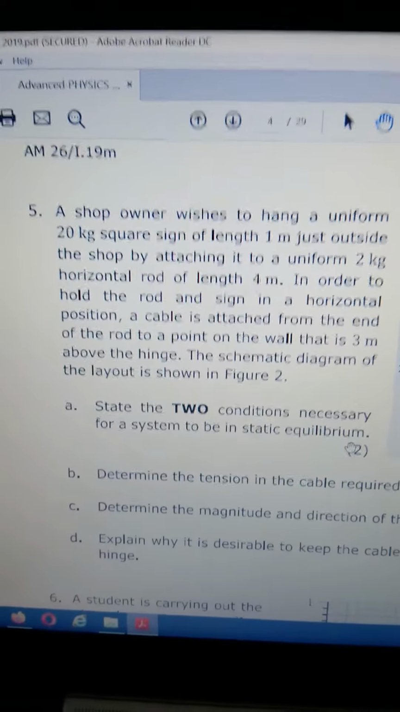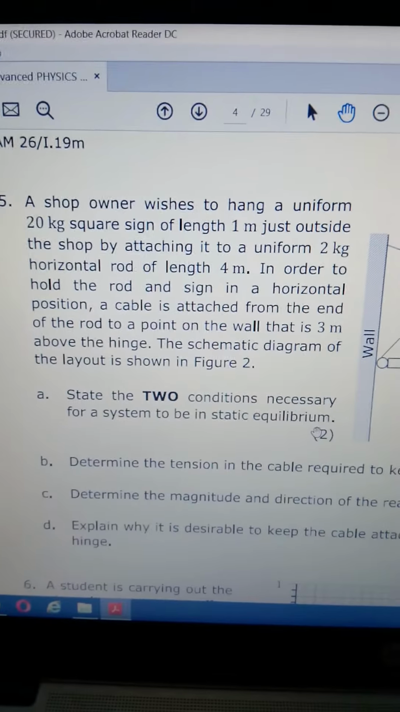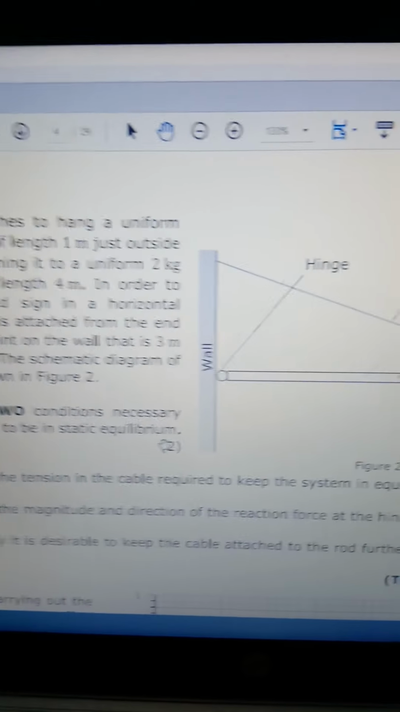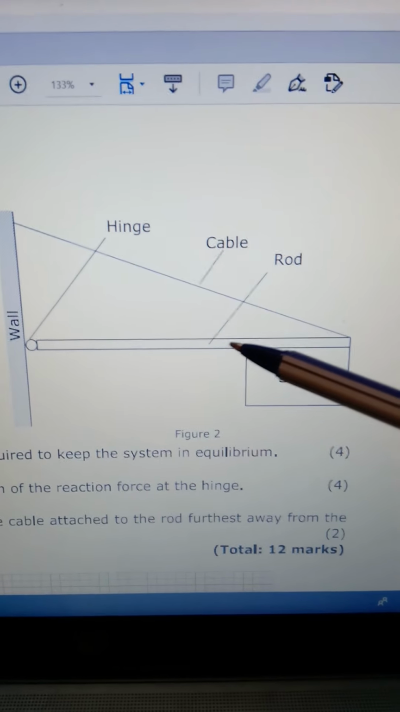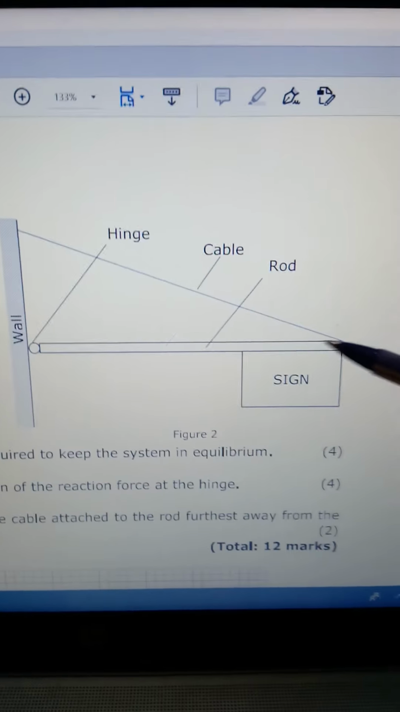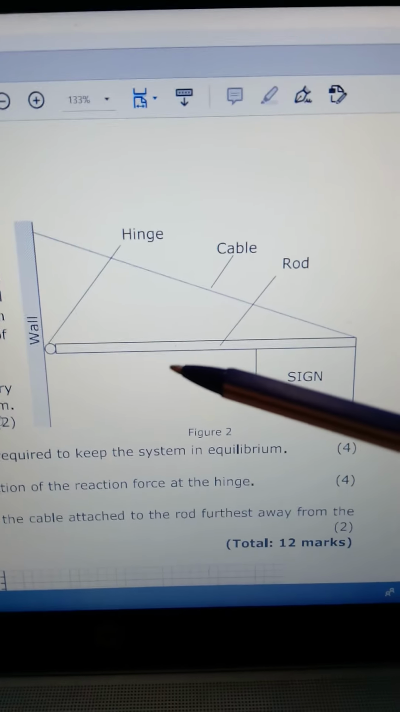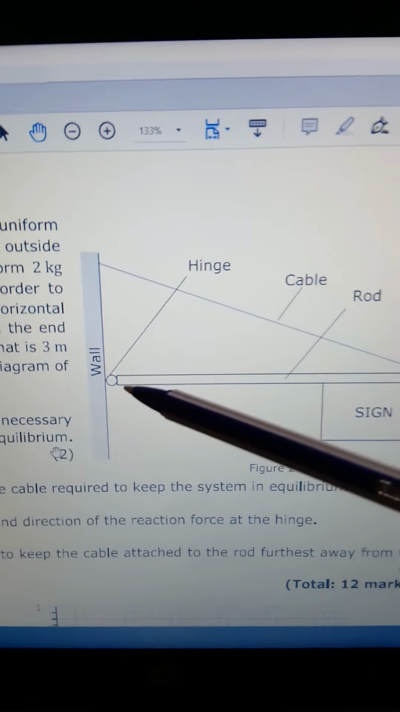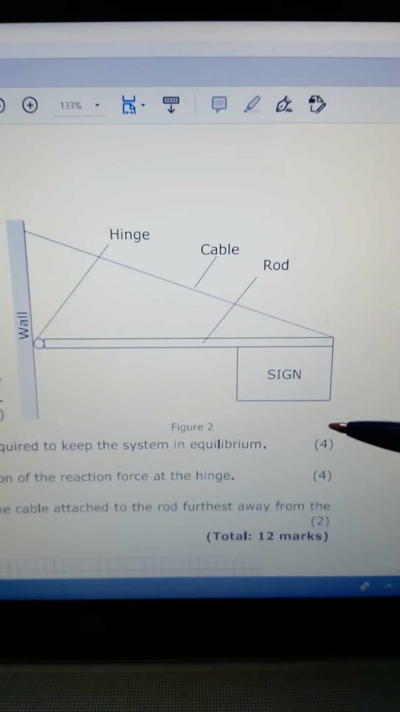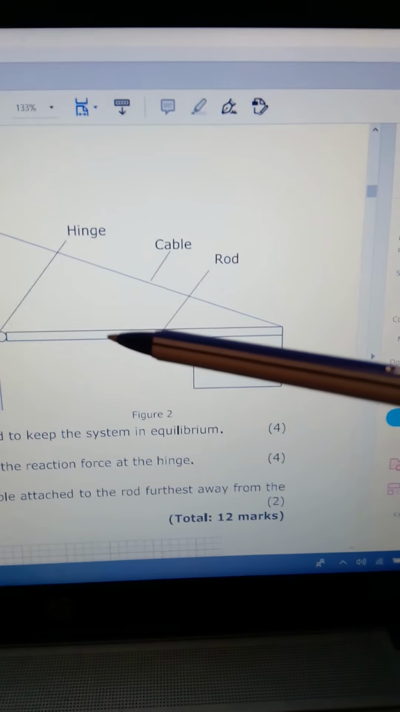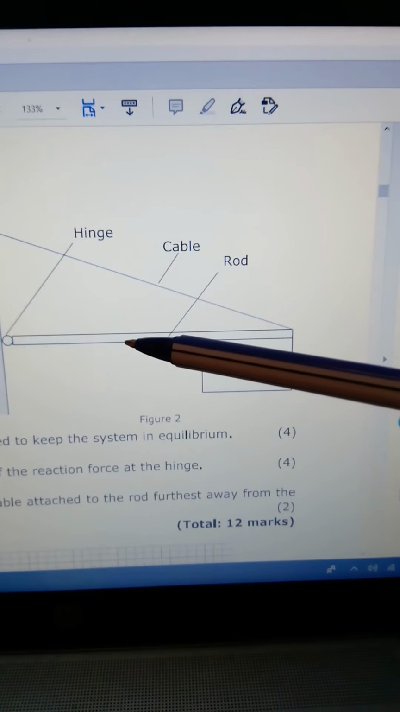Number 5, we've got a shop owner who is to hang a uniform 20 kilogram square sign. The length of the sign is 1 meter, so this sign is 1 meter long. We are told that the whole rod is 4 meters. The length from the rod to the string is 3 meters over here. And the mass of the sign is 20 kilograms. The mass of the rod is 2 kilograms.